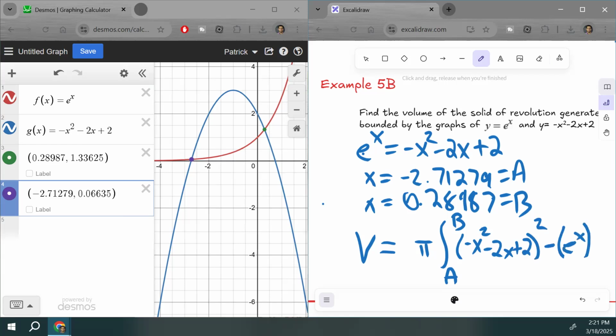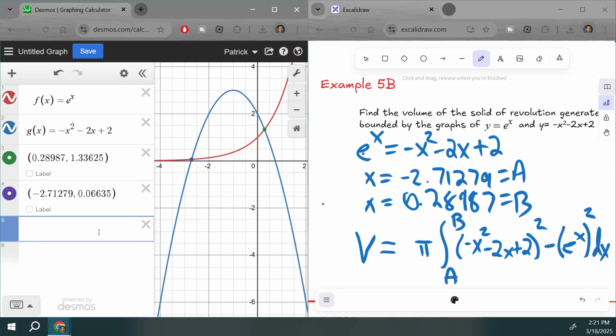which is e to the x, squared, dx. So if I'm in Desmos, what I can do is type in pi and then integral from negative 2.71279. And then you can actually copy and paste that in there.